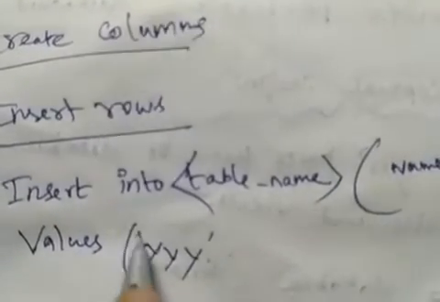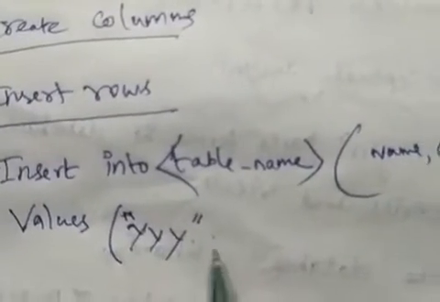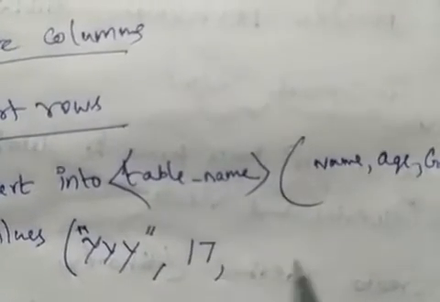This is a string, so we must specify it either in double quotation or in single quotation. In databases, a string can also be specified within single quotation. And then age 17, and then gender male. Since male is a character, we can specify it within single quotation. And then city, it is Theni, so we can specify it within double quotation.